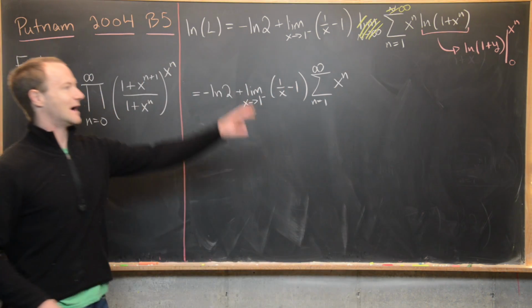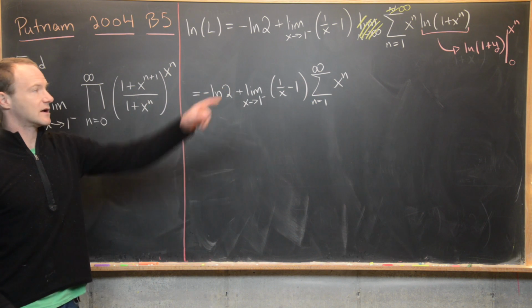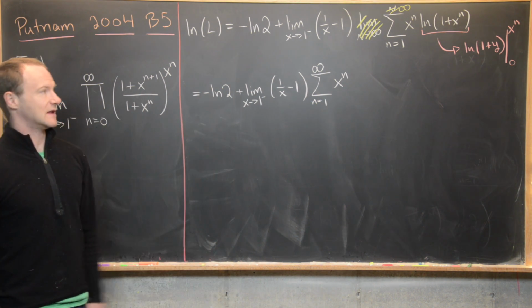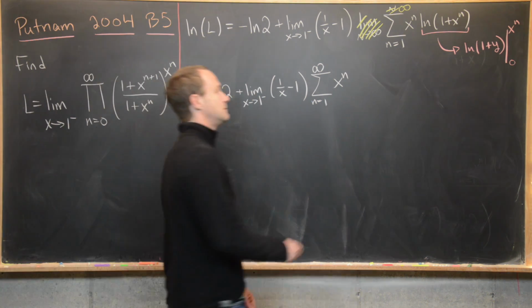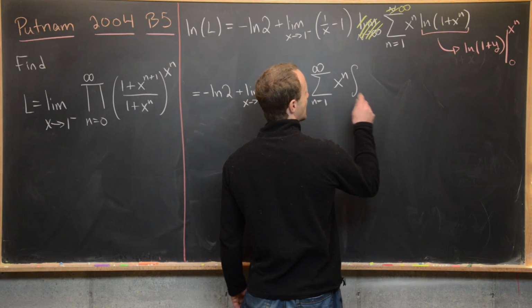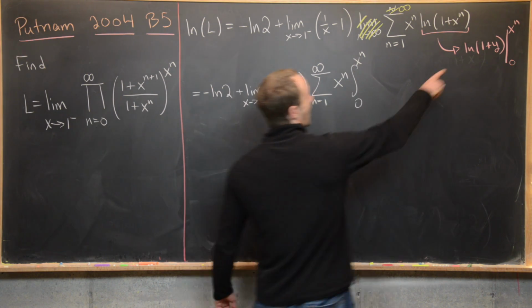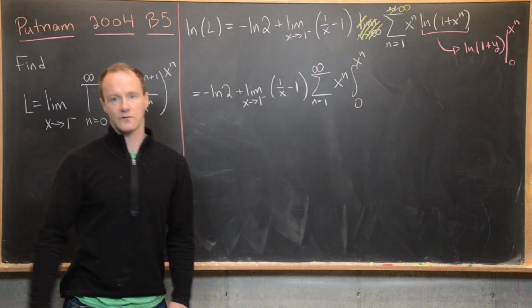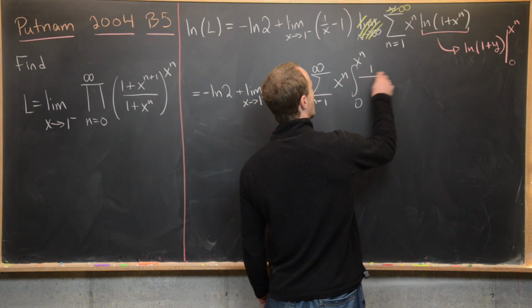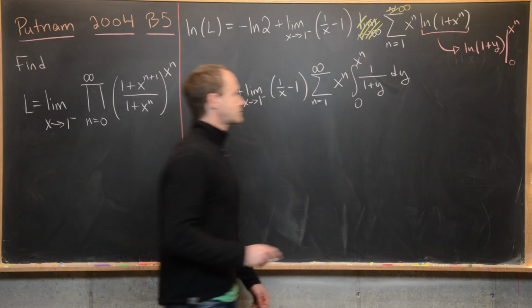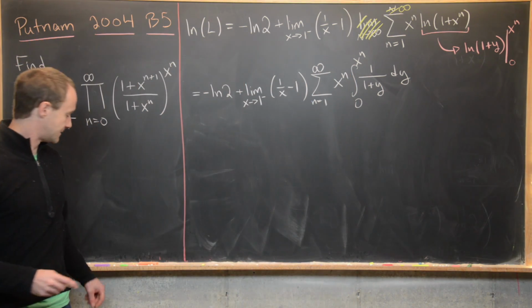Then like I said, I'm going to replace that pink underline with the pink part. But instead of writing it in that way, I want to write it with an integral. So that's going to be the integral of 0 to x to the n of the derivative of the natural log of 1 plus y. So that's going to be 1 over 1 plus y dy. So now that we've got that kind of thing.